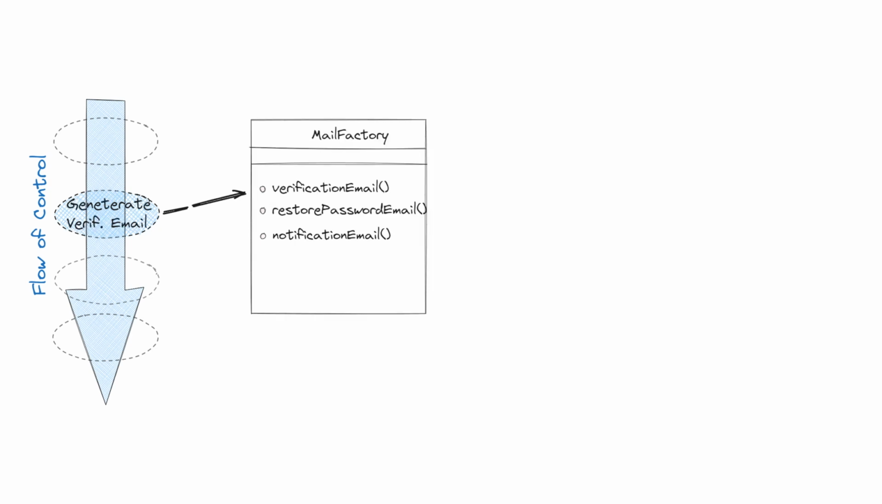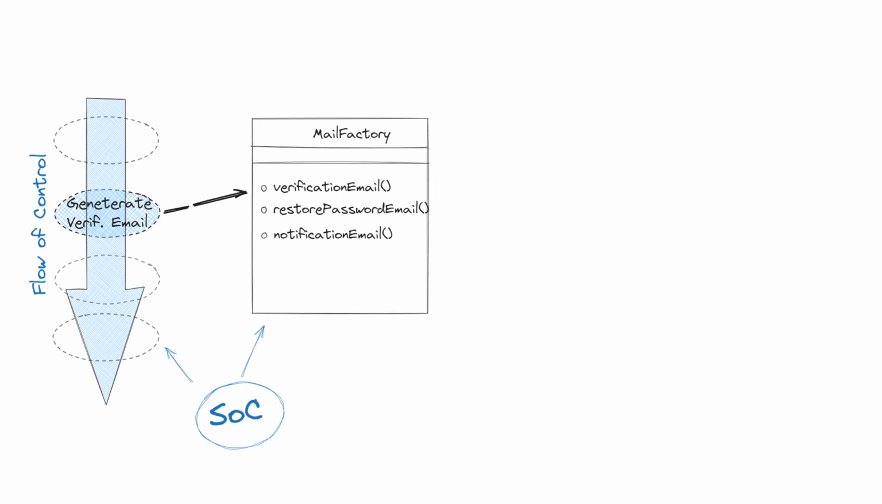For my project it could be restore password email and notification email methods that with a high chance I will need in the future. This is why I think here is a good place to follow the separation of concerns principle and create a special class for email generation purposes.